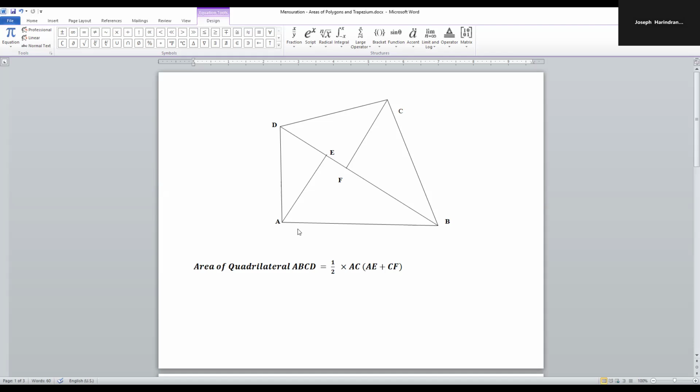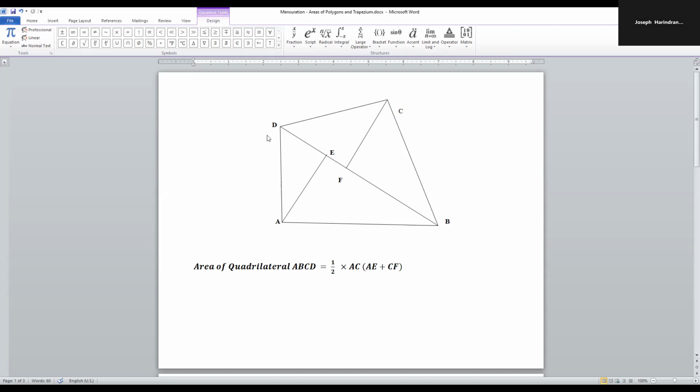To find the area of this quadrilateral, we divide it into 2 triangles. We know that the area of a triangle is equal to half base into height. So let us draw a diagonal BD, one of the diagonals. We know that this diagonal divides this quadrilateral into 2 triangles.